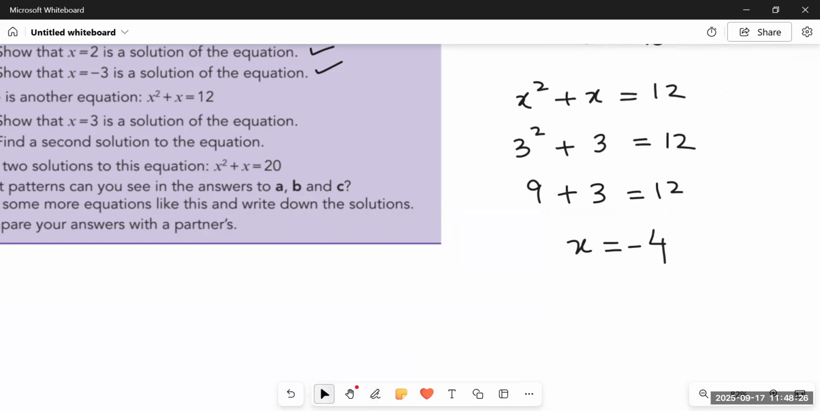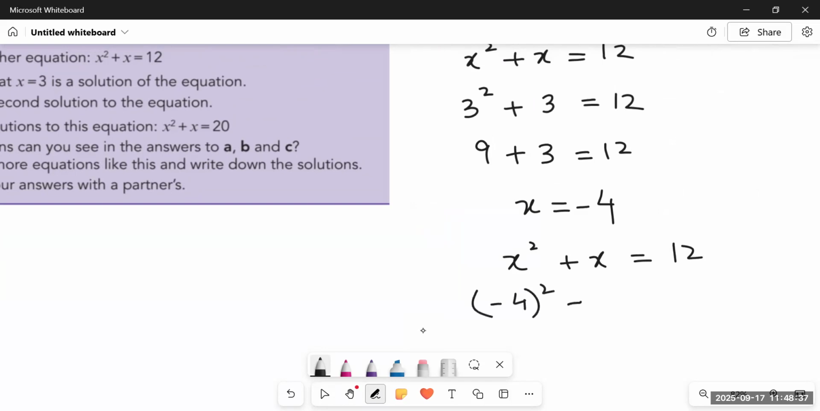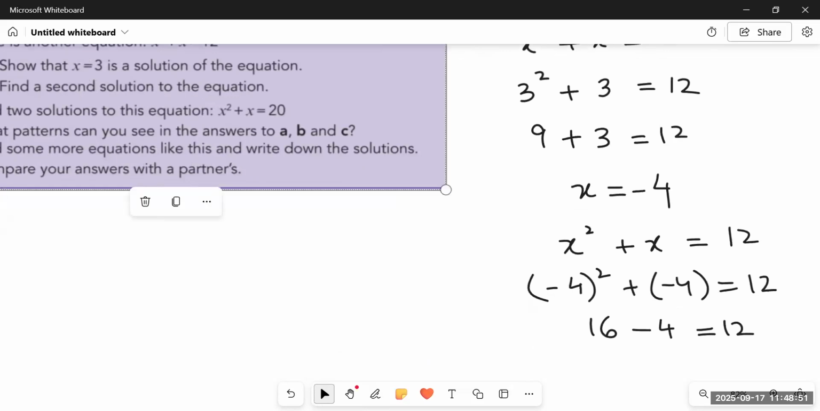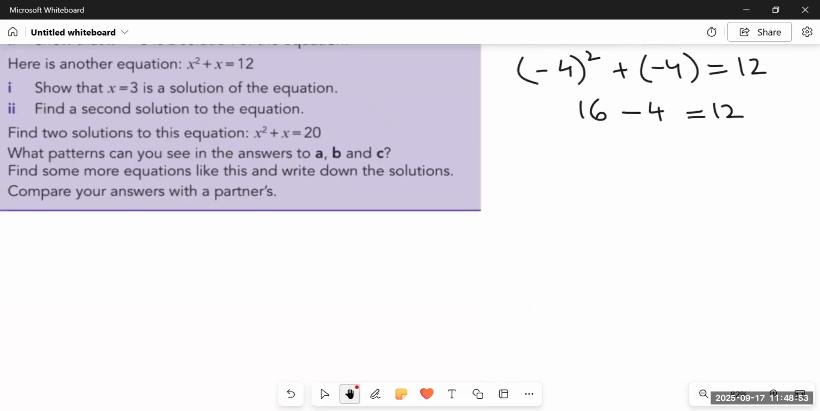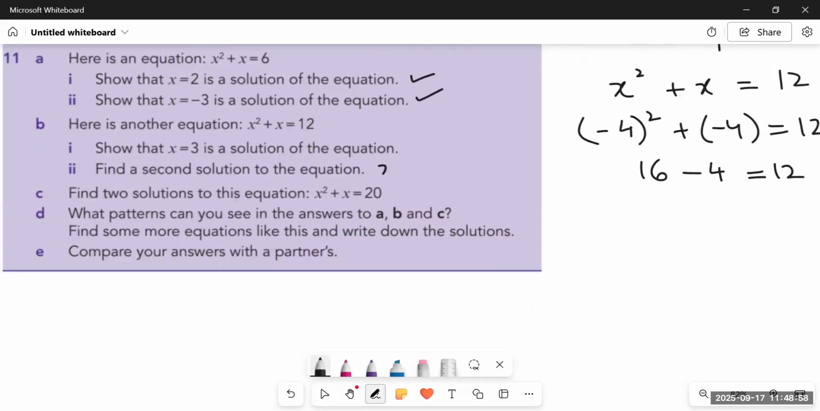Okay. So the equation is x squared plus x. Over here, let's substitute it with minus 4. It would become minus 4 to the whole square plus minus 4 equals 12. So it would be 4 fours are 16, plus minus 4, so 16 minus 4 is equal to 12. Oh, wow. Taking x equals minus 4, it satisfies the equation. So the second solution to the equation would be x equals minus 4.